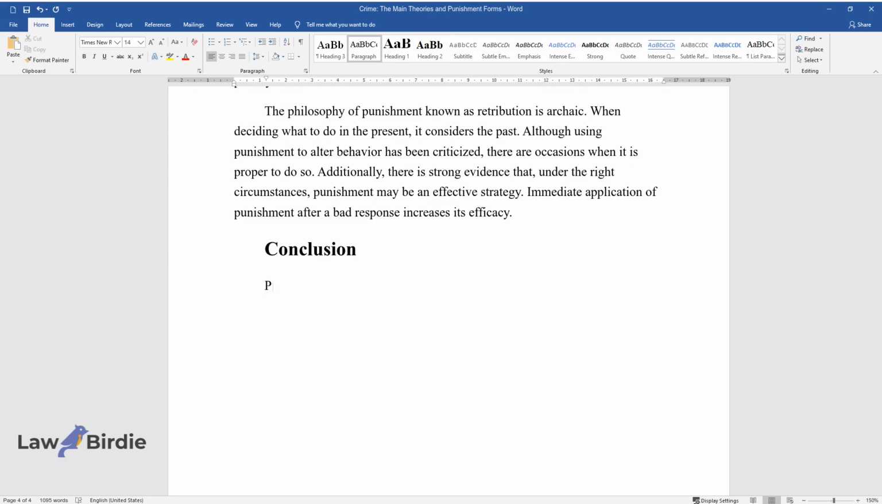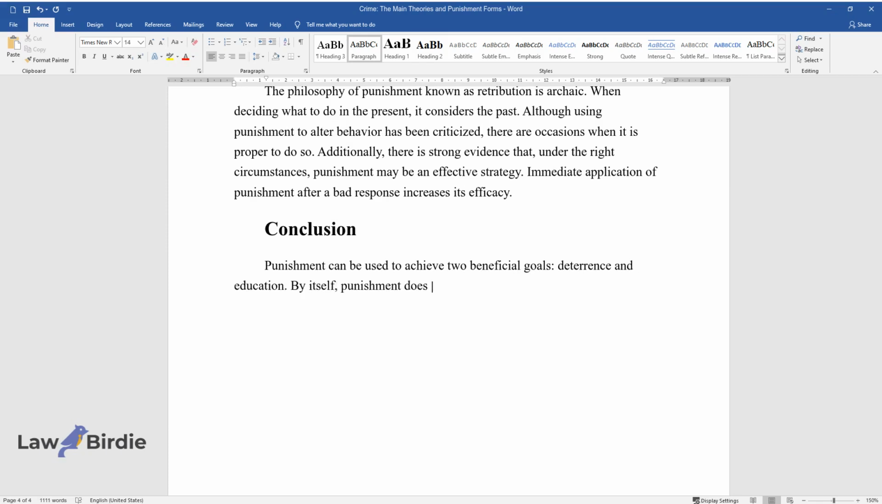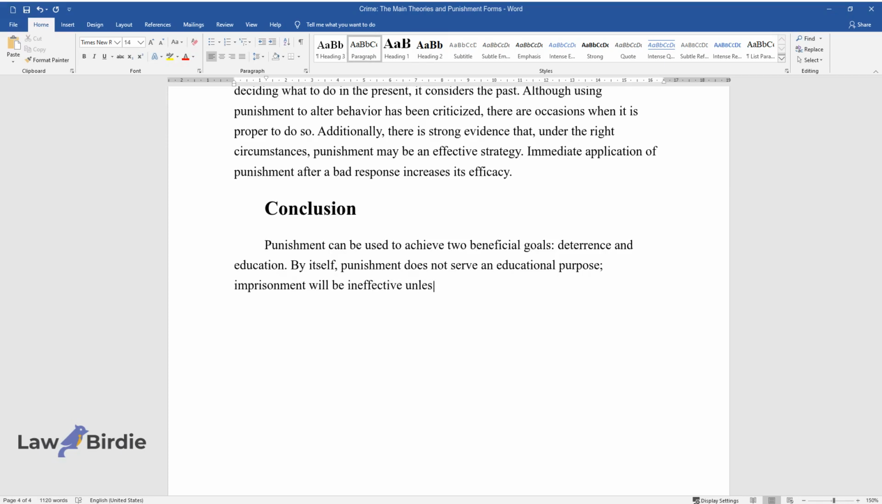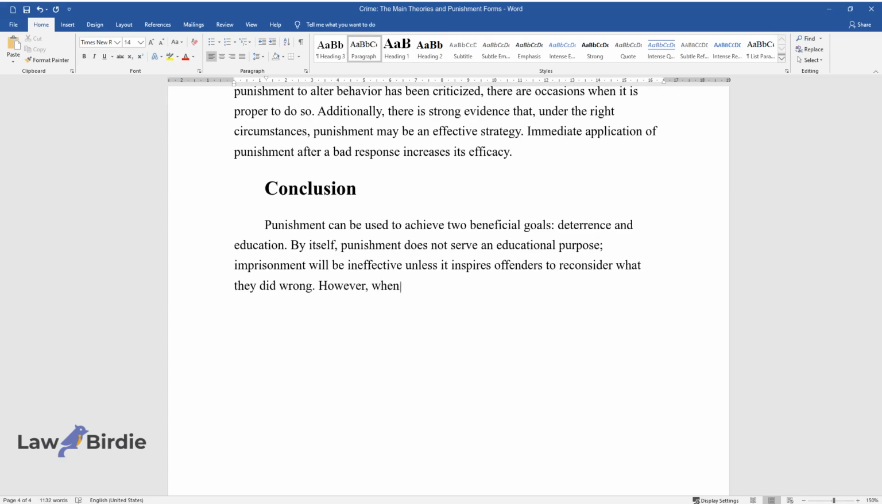Conclusion. Punishment can be used to achieve two beneficial goals: deterrence and education. By itself, punishment does not serve an educational purpose. Imprisonment will be ineffective unless it inspires offenders to reconsider what they did wrong.